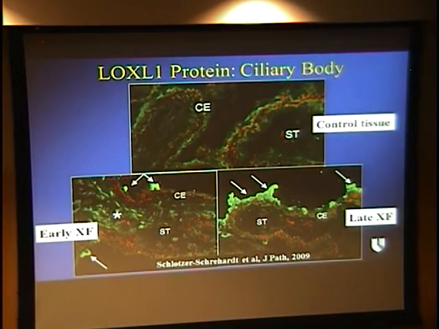This is some of the immunohistology looking at LOXL1. This is control, and green is the LOXL1. This is early exfoliation in a ciliary process. You see just a little bit of the material right here, but there's a lot more staining here. And this is late, and you see that staining intracellularly is gone, but you have lots of it laying on the surface. So it may be, in fact, that as this accumulates and builds on top of the surface, it shuts down that machinery after time.